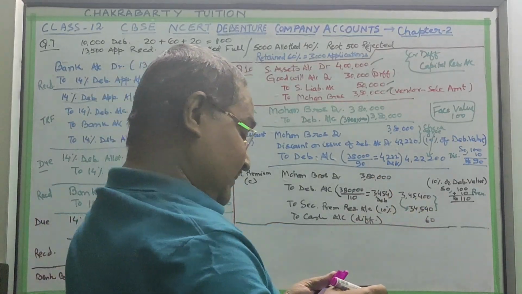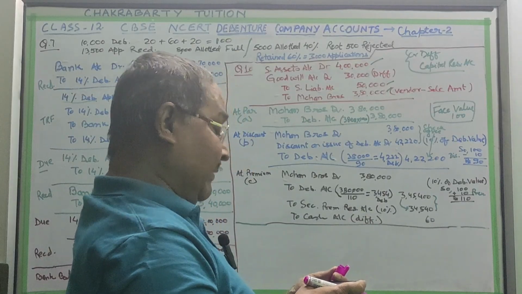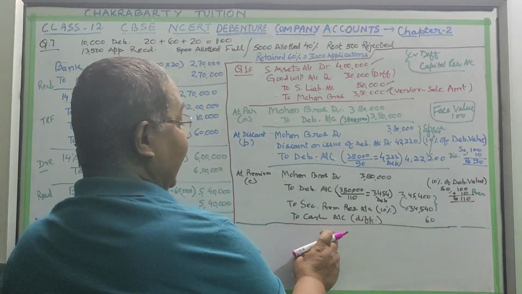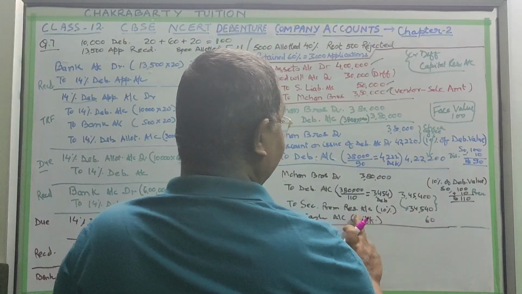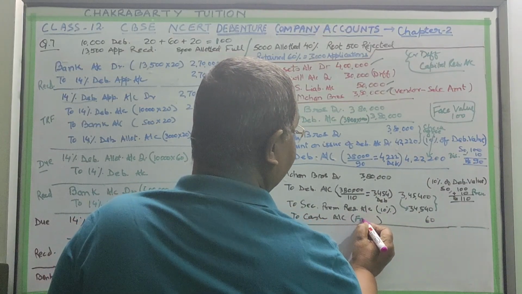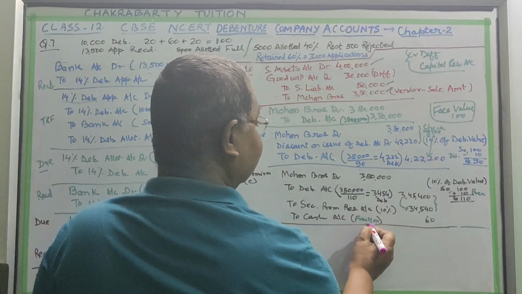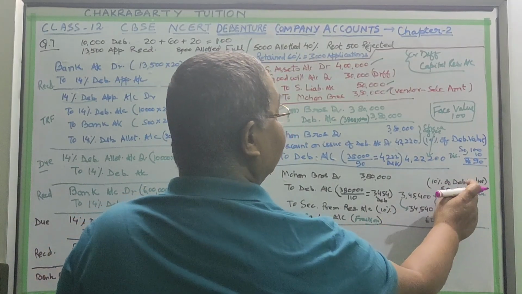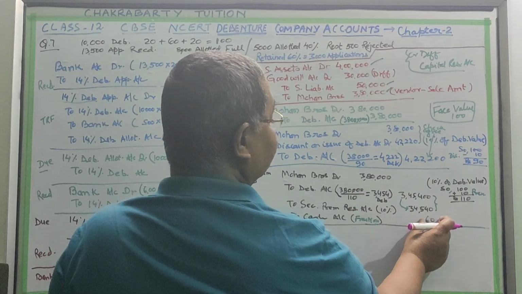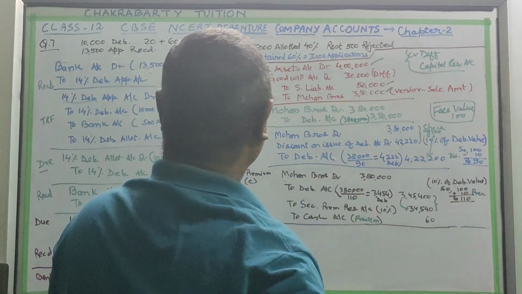In the question it is given that it was agreed that any fraction of debenture be paid in cash. So this fraction is remaining, because it is not 100. 100 is the face value, so the fraction you have to pay in cash. By this way, this question is over.